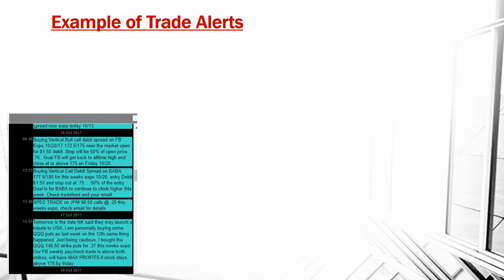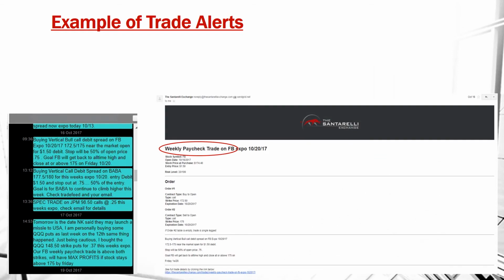Example of trade alerts. I tried to pull up on my phone, but I didn't have any. This is straight from the website, the administration side, but here are the text messages. You see here on October 16th, we were buying Facebook's spread for the October 20th expiration. And here is the same email for that text alert. And this came at somewhere around 9 or 9:30 in the morning.